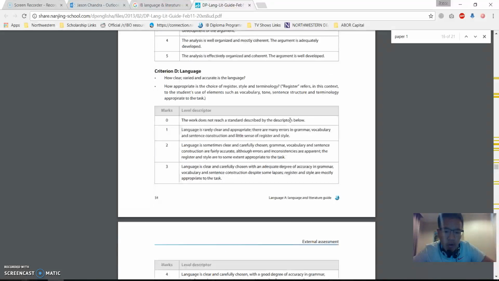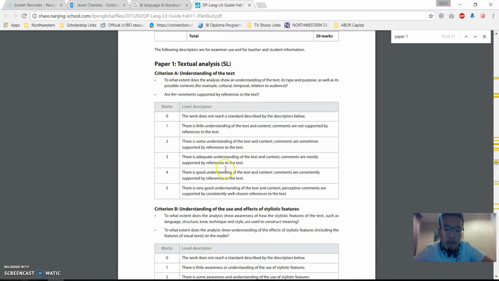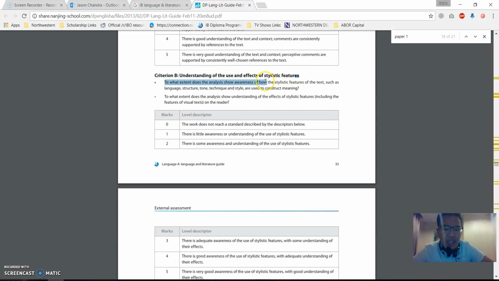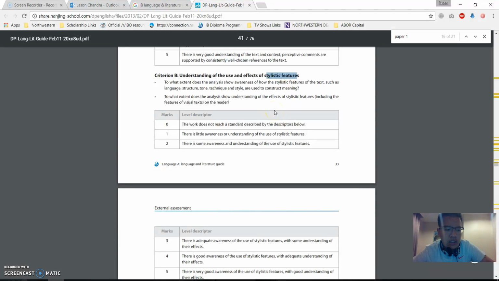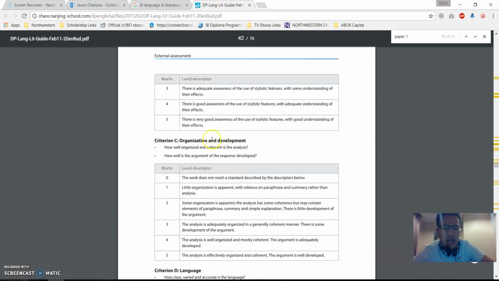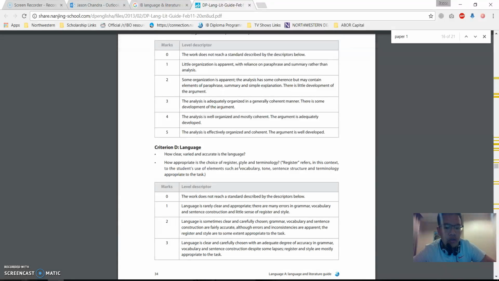So first of all, a quick breakdown of the mark scheme. Criterion A is 5 marks worth on the understanding of the text, so it's text type and purpose and all of that. B is the use of stylistic features, so that's the PEE paragraphs, the individual analysis, the diction, how well the author's intention is understood. That's pretty hard. Section C is organization and development, and language is the use of terminology.